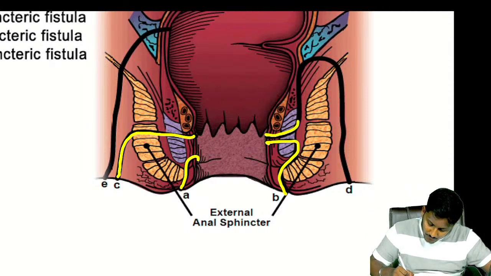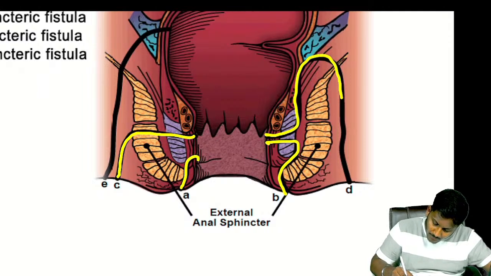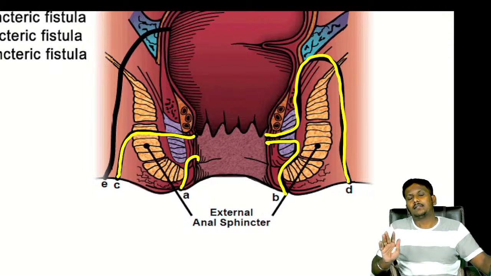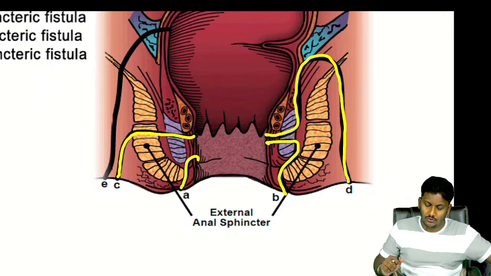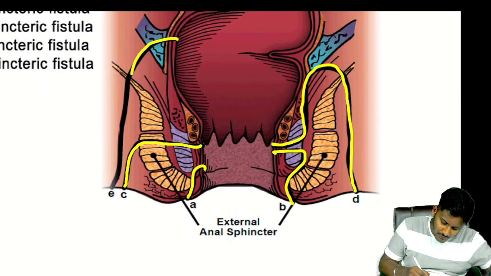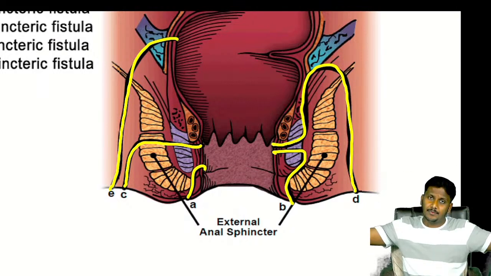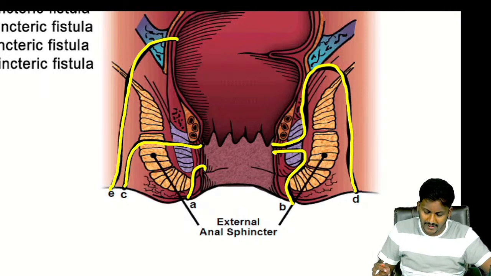Next, the fourth one. Here the fistula is going above the sphincter and then opening up. As the fistula goes above the sphincters, this is called a suprasphincteric fistula. And this last one, you are able to see, is not even connected to the sphincters. This is lying outside the sphincters, therefore this will be called an extrasphincteric fistula.